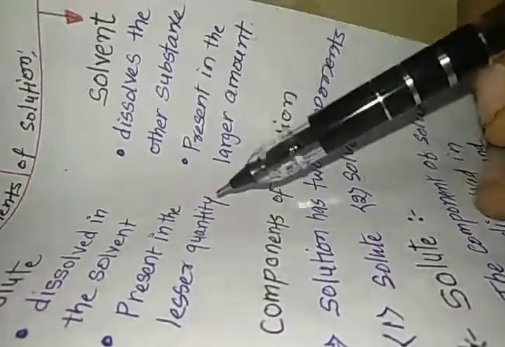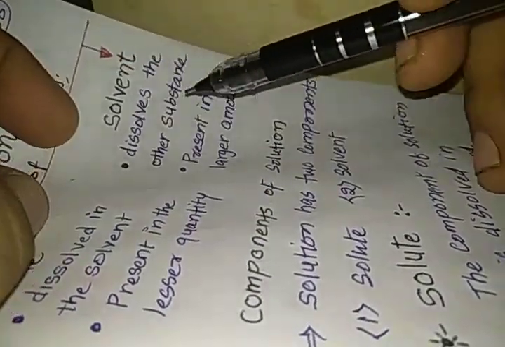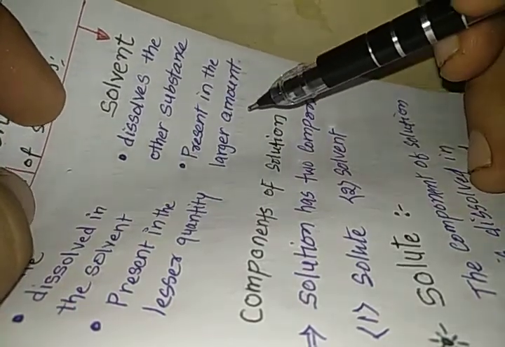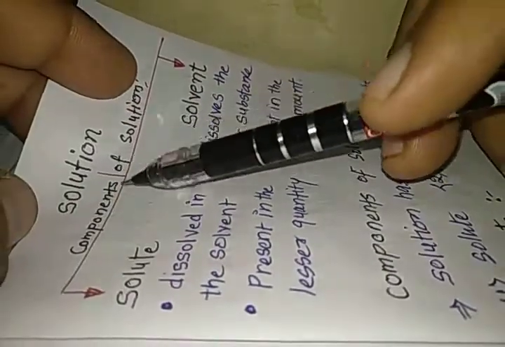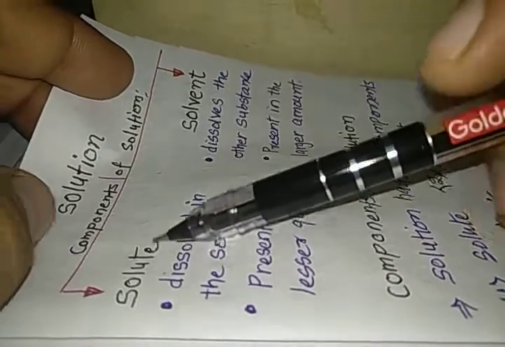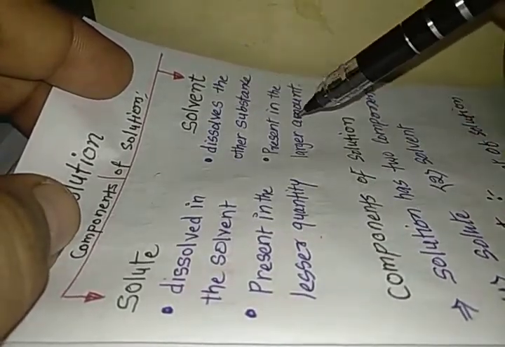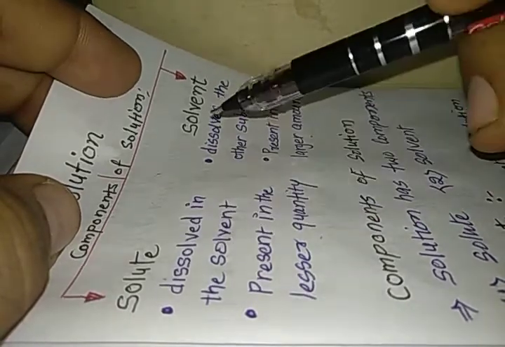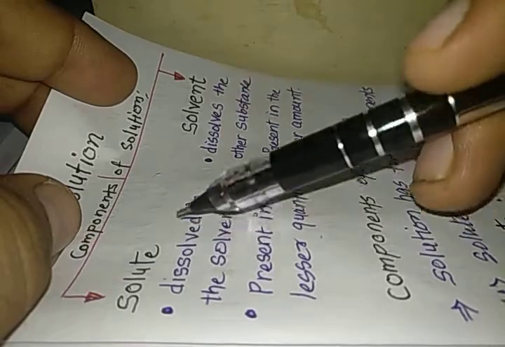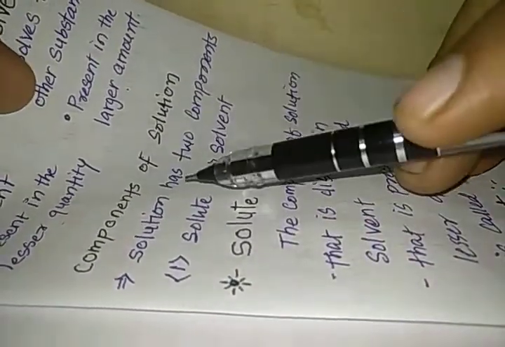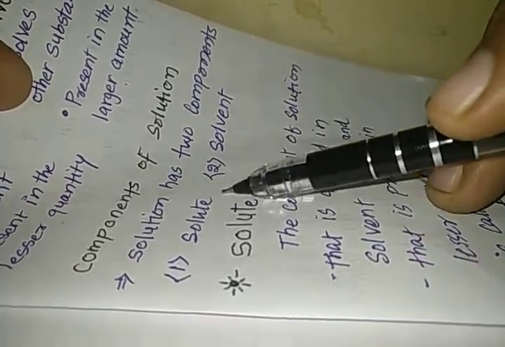But when we look at the solvent, the solvent dissolves the other substances into it, and the solvent is present in the larger amount. So this is how we can understand the components of a solution. There are two components, solute and solvent. Solute is present in lesser quantity, solvent is present in larger quantity. Solute dissolves itself into the solvent, whereas the solvent allows the solute to be dissolved inside it. So a solution has two components, solute and solvent. Let us study about solute.